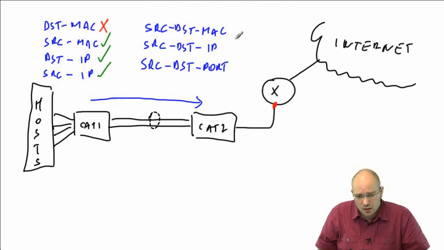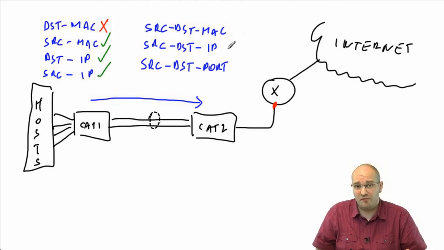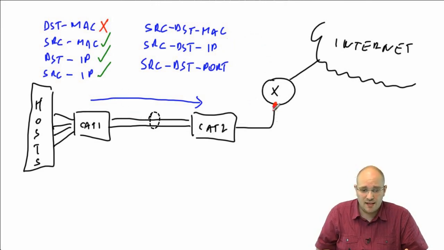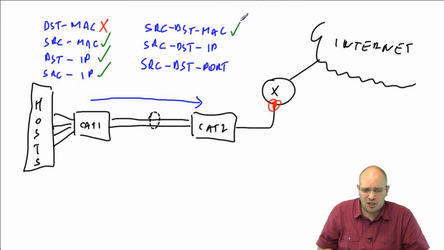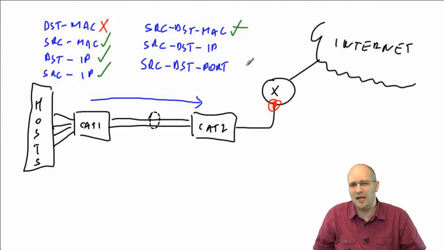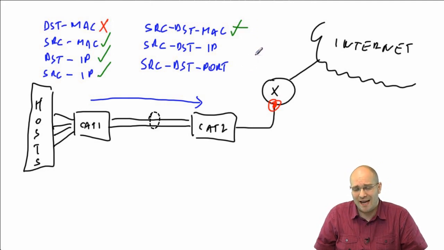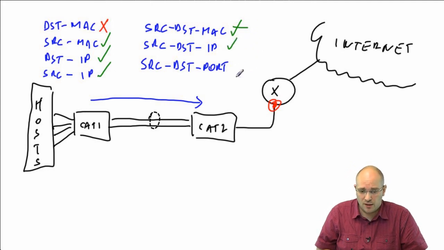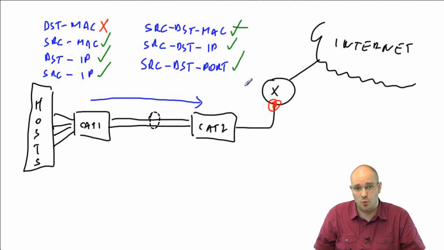Well, destination MAC address will always be fixed, right? It will be the address on our router here, but the source MAC address is coming from these hosts. So this is not a bad choice, but I'm not going to mark it like this. It's an okay choice. It's not the best possible one you can make, but it's okay. What about the source destination IP address? This is a good choice, and source destination port seems to be a good choice as well.